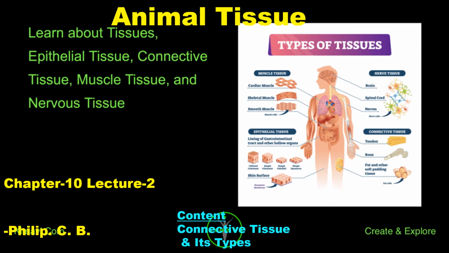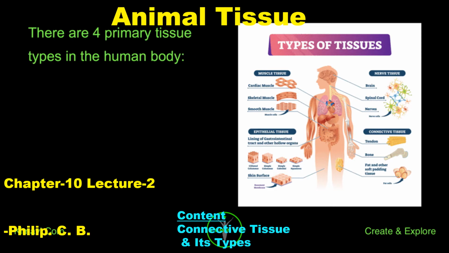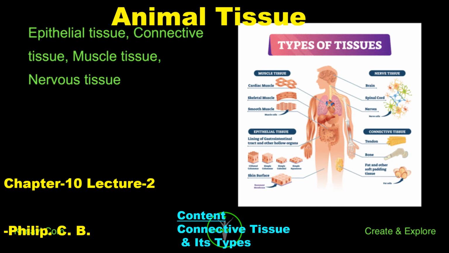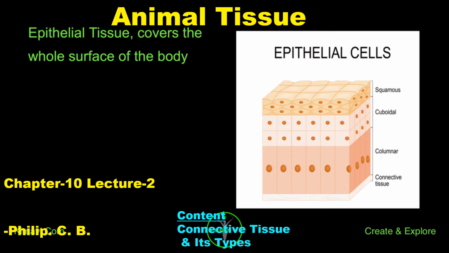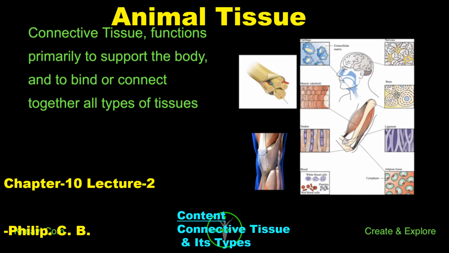Hello students. So today we are doing the second part of animal tissue. In the previous part we learned about epithelial tissue and its types. Here we are learning about epithelial tissue, connective tissue, muscular tissue, nervous tissue, the entire part, in which today's part is connective tissue. And on the screen you can see the first slide.